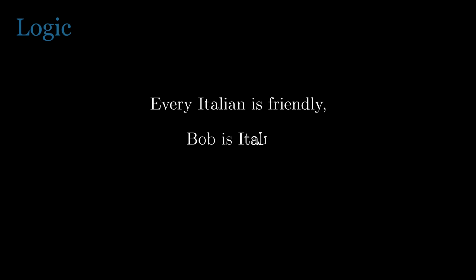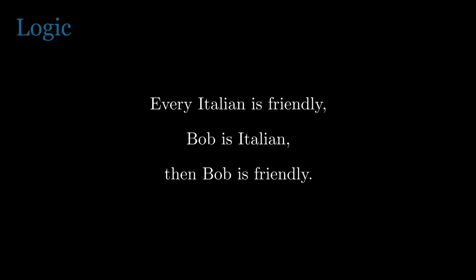Everything is great, but now let's consider the following syllogism. Every Italian is friendly. Bob is Italian, then Bob is friendly. This is not true in general, because some Italians are not so friendly, and Bob doesn't seem an Italian name.